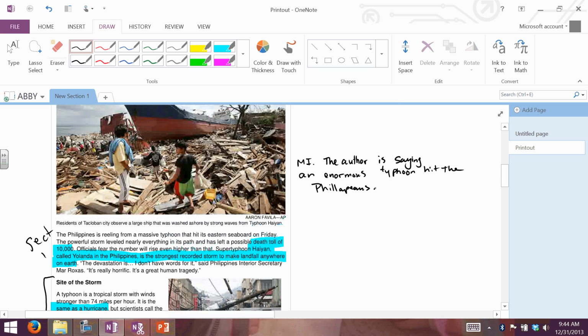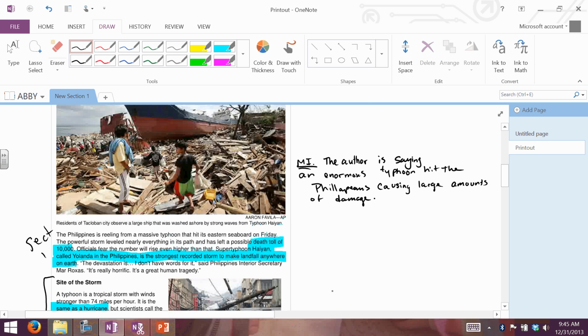My spelling's horrible, but it's there. Let's add to that, because it's not just that. The author is saying an enormous typhoon has hit the Philippines, causing a lot of damage, right? Because they talk about the damage, causing large amounts of damage. So there's our main idea.